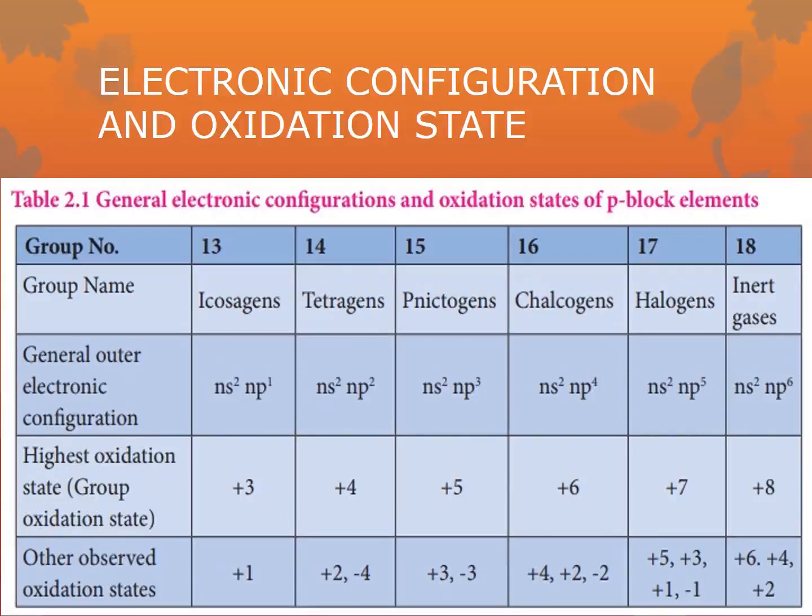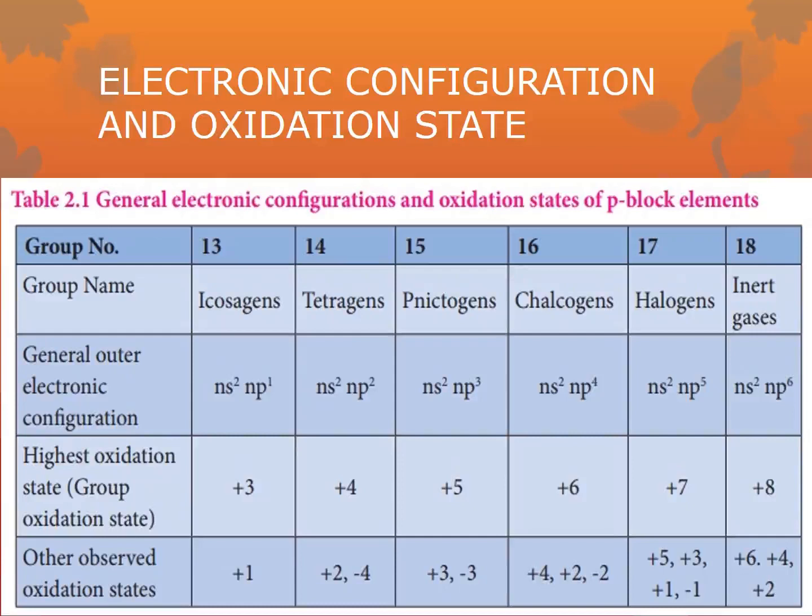See here, the group name is given and at the top the group numbers 13, 14, 15, 16, 17, 18. In the 13th group, the last orbit will have 3 electrons, and in 14 the last shell has 4, and 15 means in the last shell there are 5. In the 16th group, all the elements will have 6 electrons in the valence shell. Do you understand?